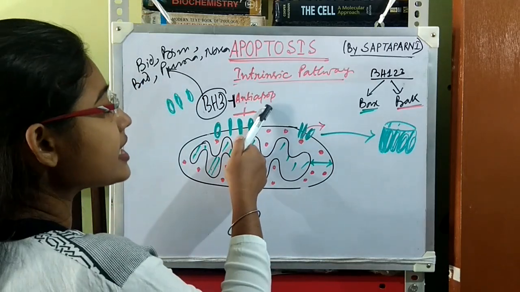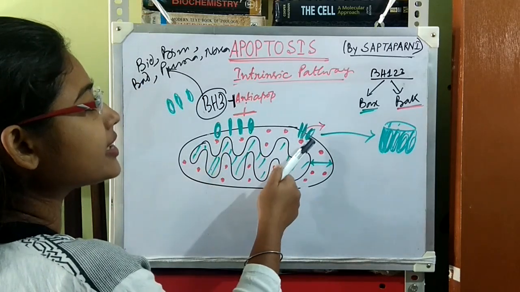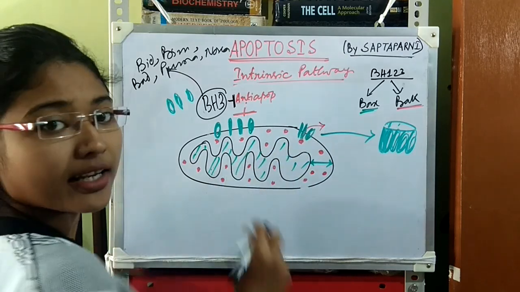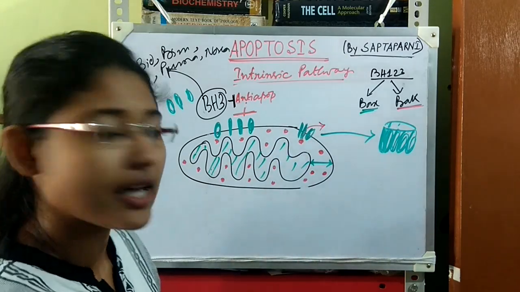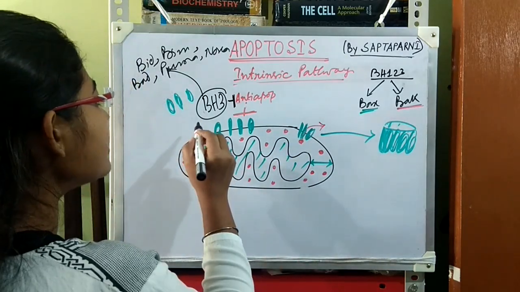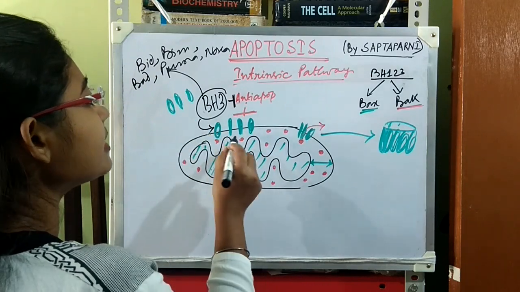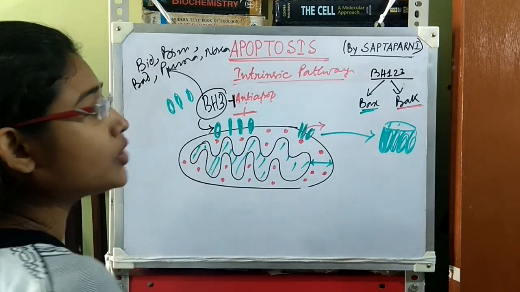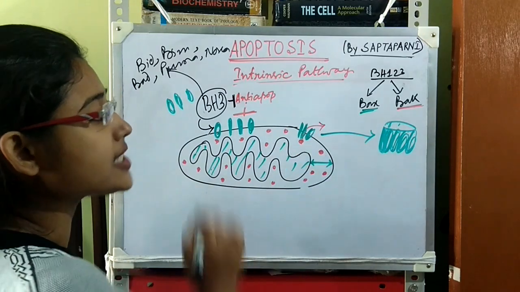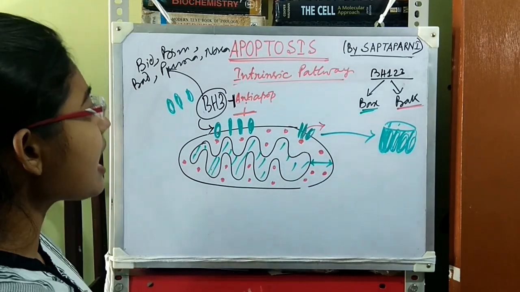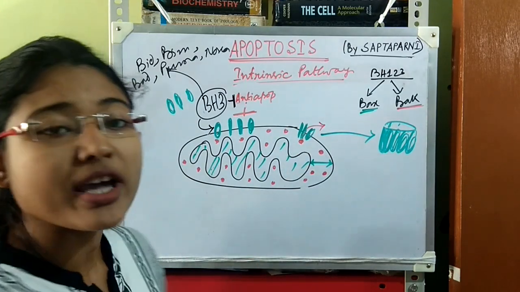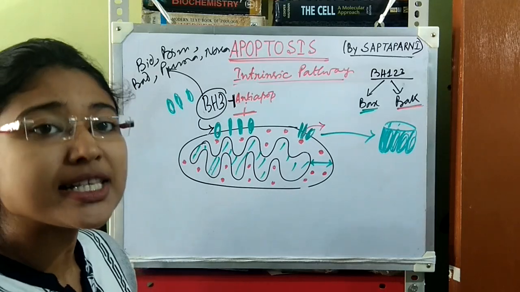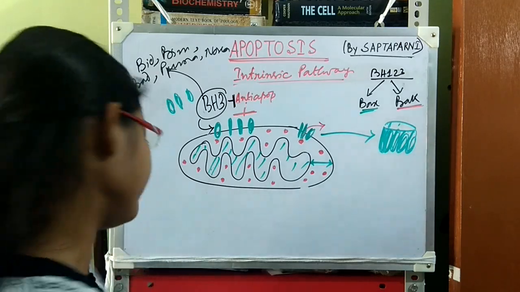So as they are inhibited, now they are activated, they can form the channel, through which cytochrome C can go out. Or they can directly activate these BH123 family of proteins to form the channel. Okay, that is how the intrinsic pathway is regulated by the BCL2 family of proteins.